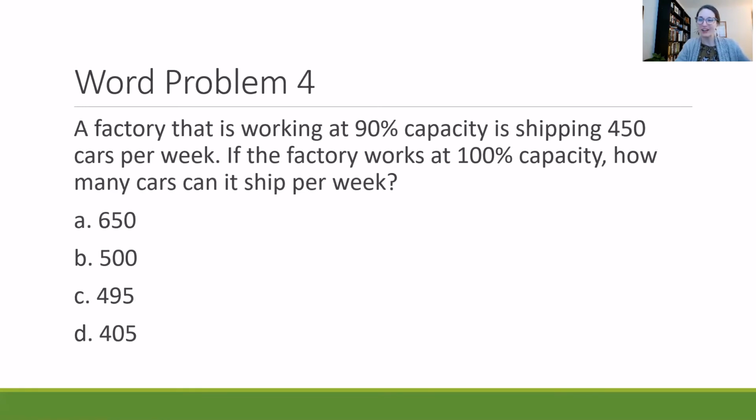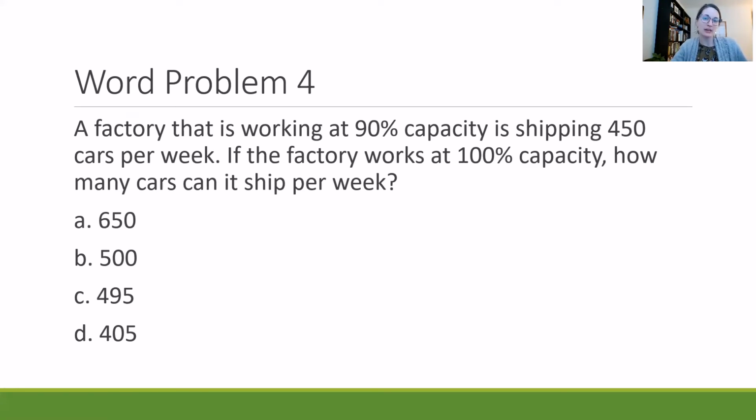For word problem 4, it says a factory that is working at 90% capacity is shipping 450 cars per week. If the factory works at 100% capacity, how many cars can it ship per week? Now, anytime I see a comparison like this that involves 2 figures and then 2 other figures where one is missing, that signals in my head that we need a proportion.